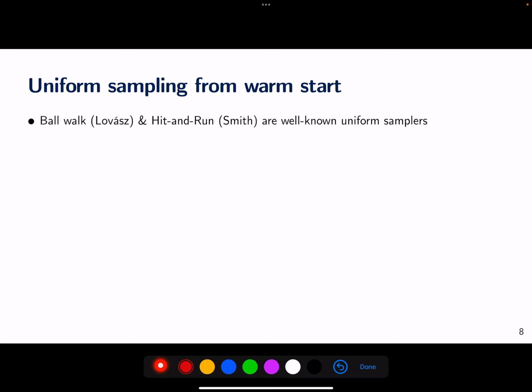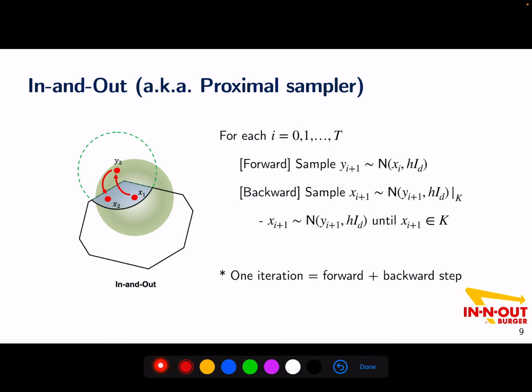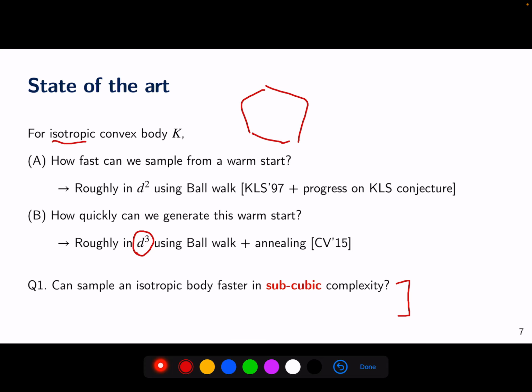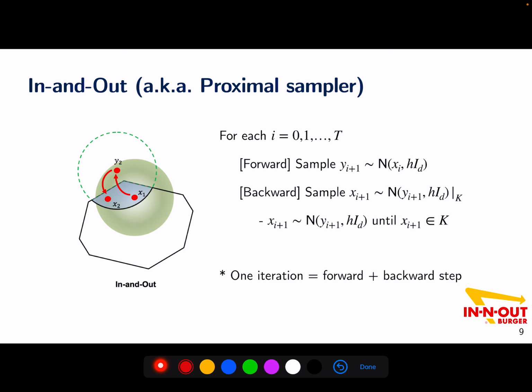For uniform sampling from a warm start, there have been some classical algorithms such as ball walk and hit-and-run, and these algorithms have been used as default algorithms. But recently, In-and-Out was developed, which is a special case of the proximal sampler. I argue that this algorithm is better than the ball walk because it is much simpler and cleaner than these previous classics. In-and-Out basically consists of two inner steps. The first one is the forward step.